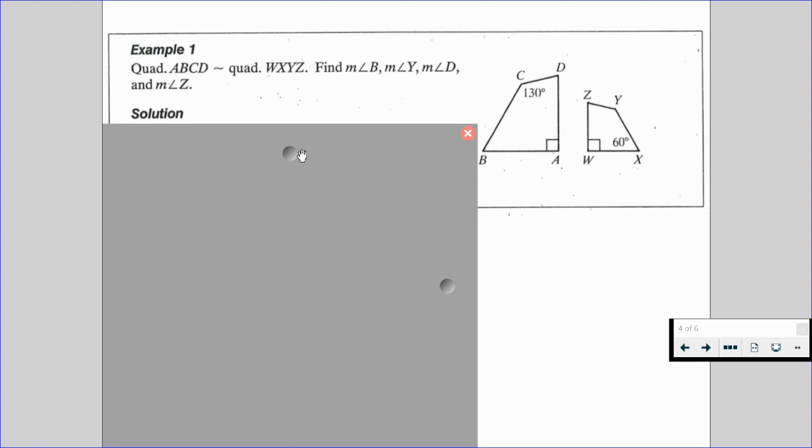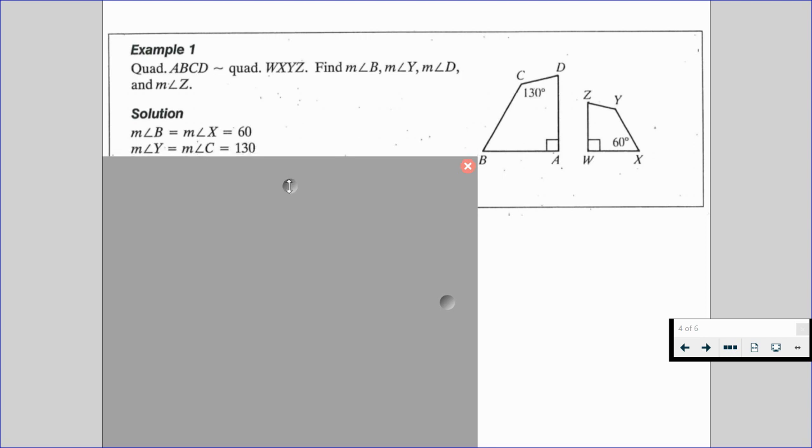So let's go on through. Well, measure of angle B is equal to the measure of angle X, and we know the measure of angle X is 60 degrees. So the measure of angle B is going to be 60. Well, we also know the measure of angle Y is equal to the measure of angle C, since they are corresponding, and we know the measure of angle C is 130, therefore the measure of angle Y is also equal to 130.